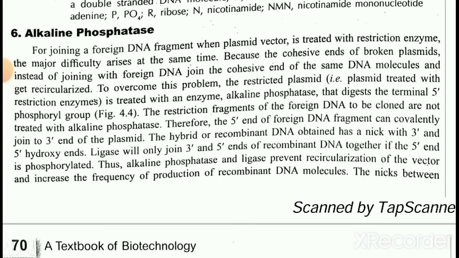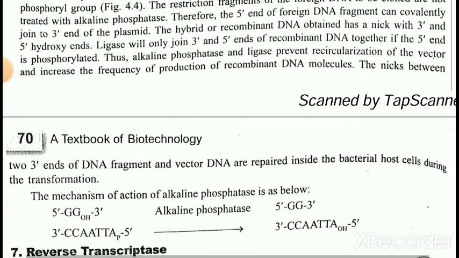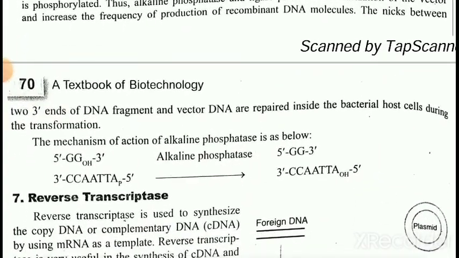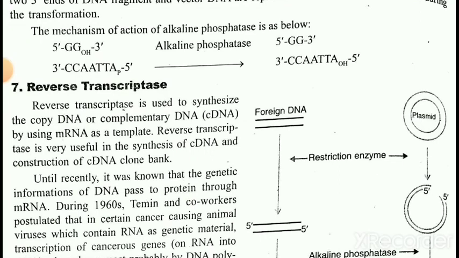Therefore, the 5' end of foreign DNA fragment can covalently join to 3' end of the plasmid. The hybrid or recombinant DNA obtained has a nick with 3' hydroxy ends. Ligase will only join 3' and 5' ends of recombinant DNA together if the 5' end is phosphorylated. Thus, alkaline phosphatase and ligase prevent recircularization of the vector and increase the frequency of production of recombinant DNA molecules. The nicks between two 3' ends of DNA fragment and vector DNA are repaired inside the bacterial host cells during the transformation. The mechanism of action of alkaline phosphatase is as below, see the figure.